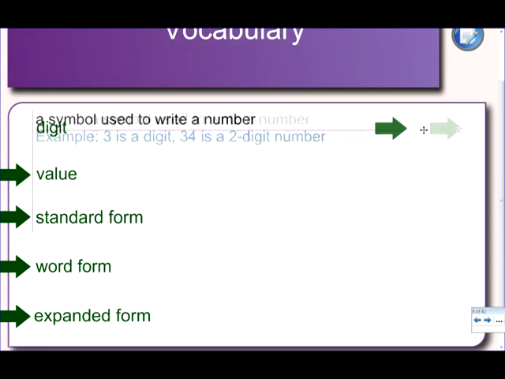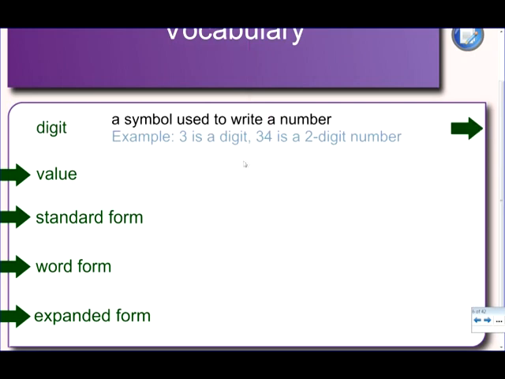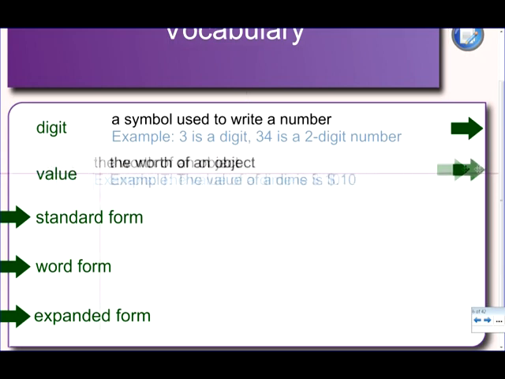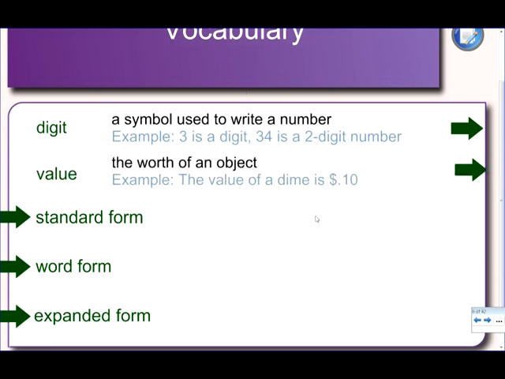So digit. What is a digit? A digit is a symbol used to write a number. For example, 3 is a digit. 34 is a 2-digit number. If we look at 34, the 3 represents a digit. And what's value? Value is the worth of an object. For example, the value of a dime is 10 cents. If we look at the value in numbers or digits, we've got some explaining to do there.